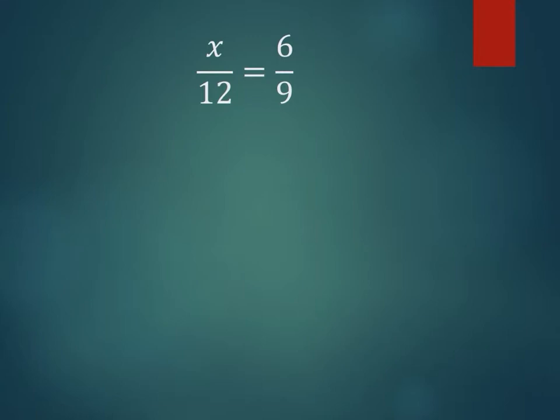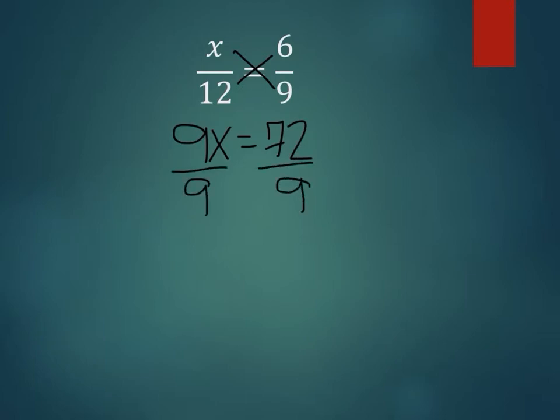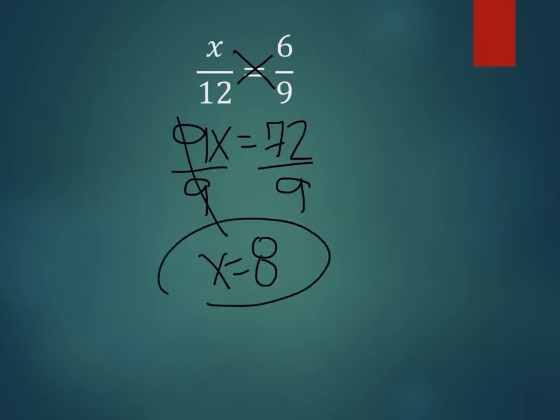Sometimes we're just given a proportion and we need to solve. You've probably done these before, and if you remember, we did cross multiplication. So you would go 9 times x, which is 9x, equal to 12 times 6, which is 72. I would then divide by 9, and x is equal to 8. So that's how we can solve proportions.